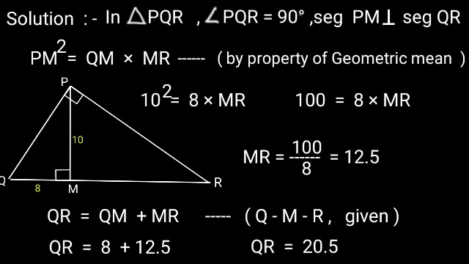Hence, MR is equal to 12.5. But QR is equal to QM plus MR. The reason is given, M lies between Q and R. Hence, QR is equal to QM, which is given in the example as 8, plus MR, which we have already found as 12.5. Sum of that, QR is equal to 20.5.